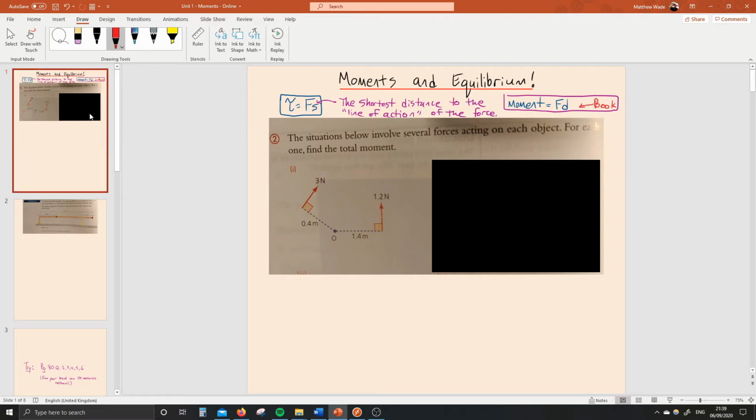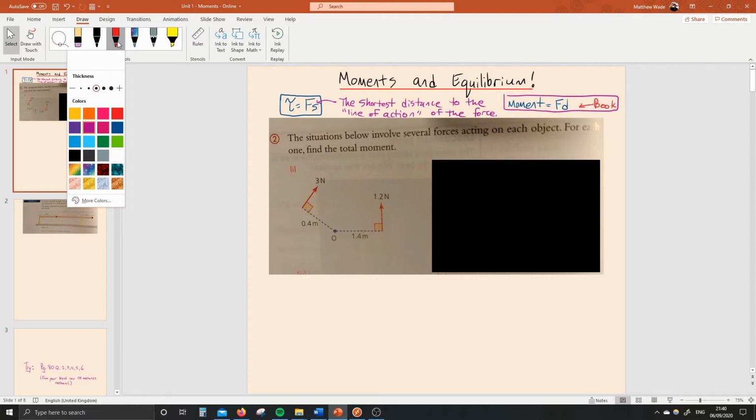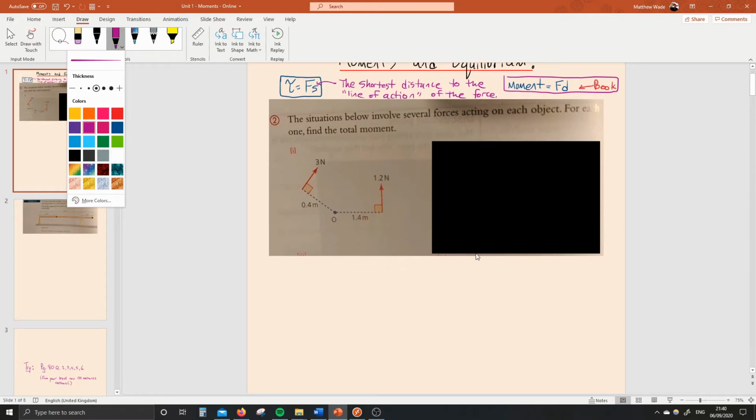That's horrible. Okay, now you're going to be really ace at this, so I'm going to try to go quick. Here's what the first question says: the situations below involve several forces acting on each object. For each one, find the total moment, so that means the total overall torque. Now, I might do this in an unusual way, but have a little look. You can do it the way that you're used to. If you've done this before with Dr. Proud and you really got your head around how he did it, hopefully he just does it the same as me, I'm not sure. But I know I teach this a little unusually, but let's do it anyway.